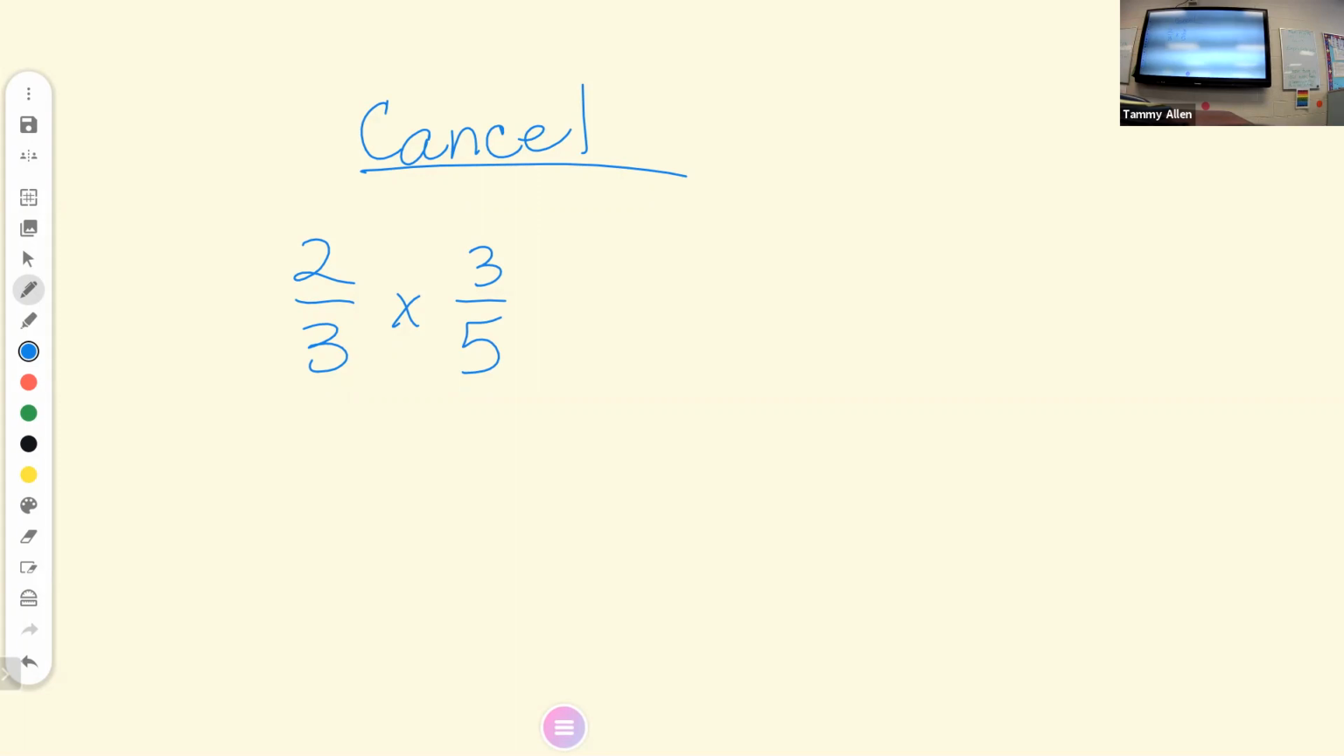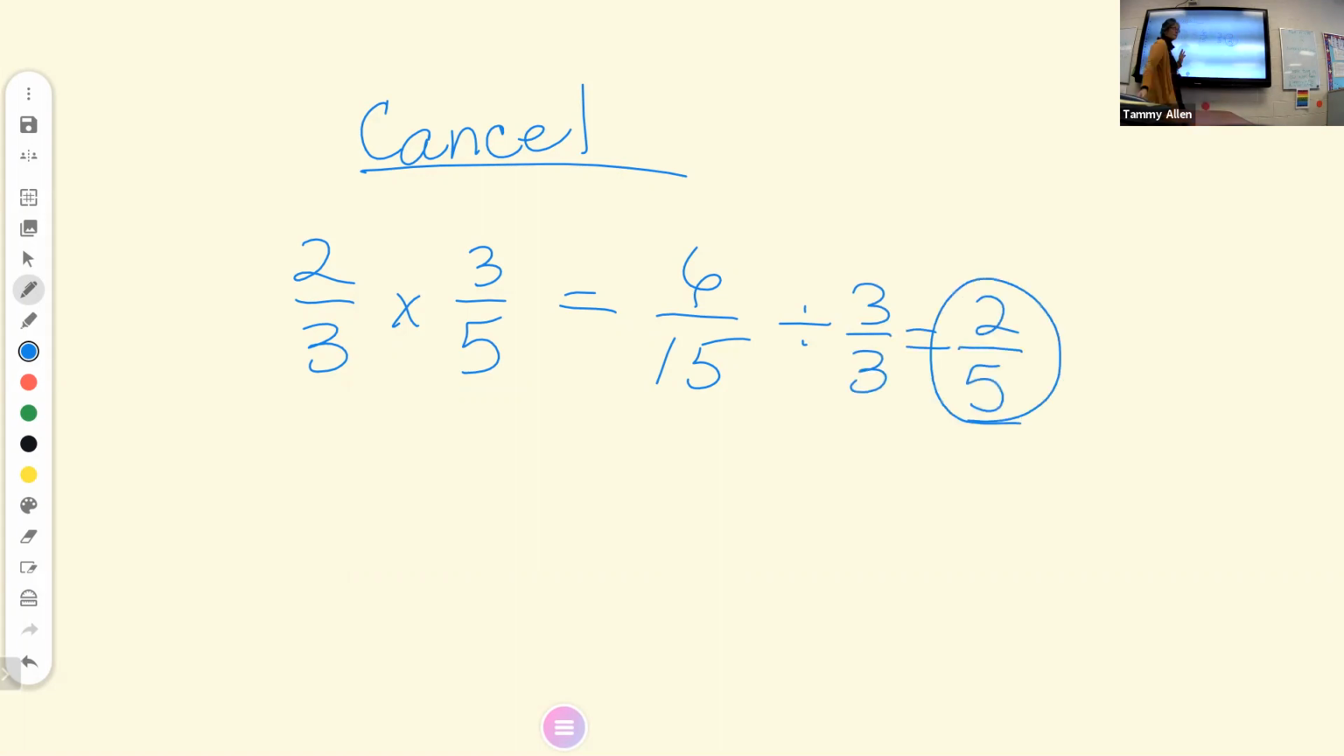If we don't do the cancel method, here's what you're going to do, which is what we've been doing a little bit of. 2 times 3 is 6, and 3 times 5 is 15. And then we look at that and we go, oh, what do they have in common? Their greatest common factor is 3, and we've been doing divide by 3 over 3, and that gives us 2/5, and then we circle it, right? That is if we do not cancel.